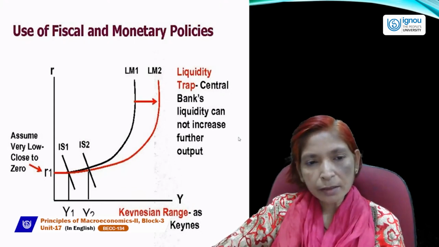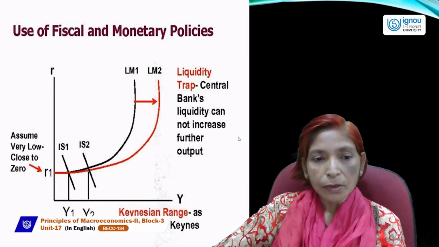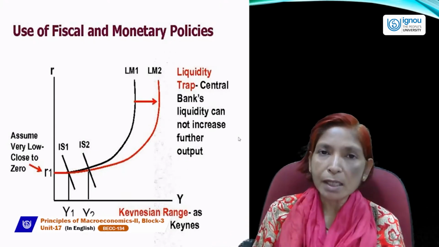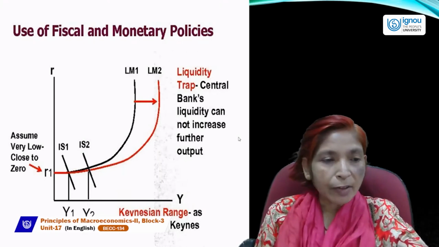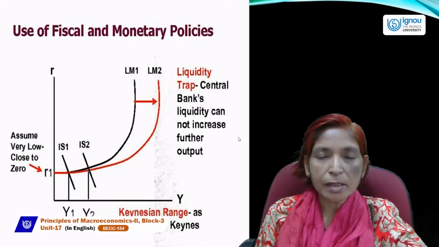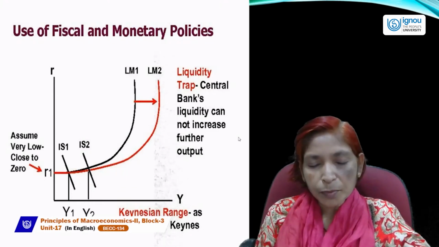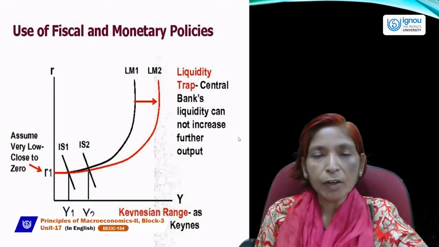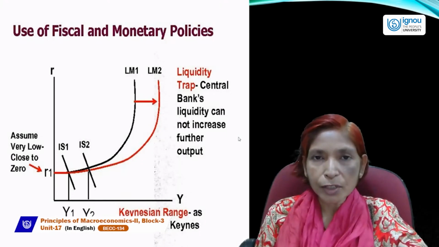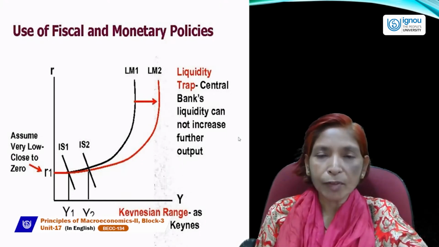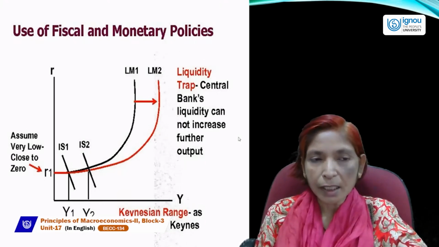How can we say that these two policies are more effective or less effective? We can show that when the income level increases more, it means that the policy is more effective. If income does not increase, that policy is not effective. If income increases but not by a more proportional amount, then it will be less effective. So when the IS curve shifts, it will increase the level of income in the Keynesian range. So fiscal policy is more effective in the Keynesian range.